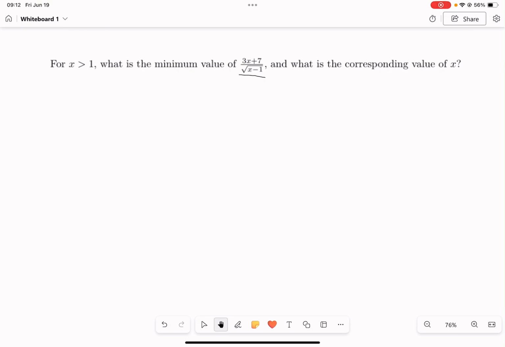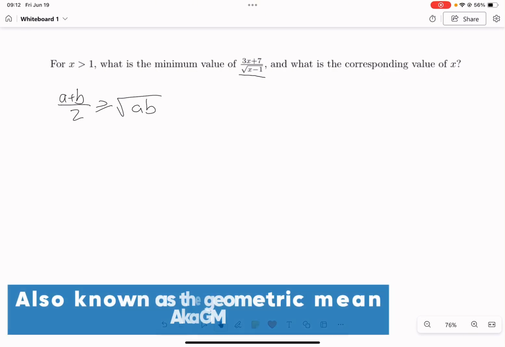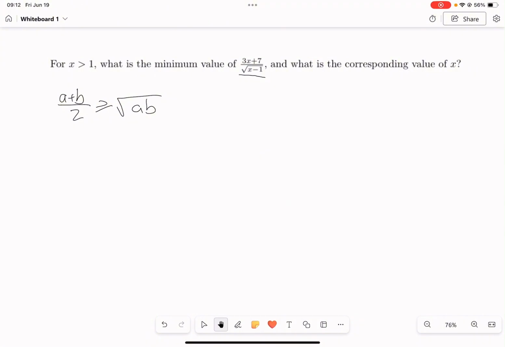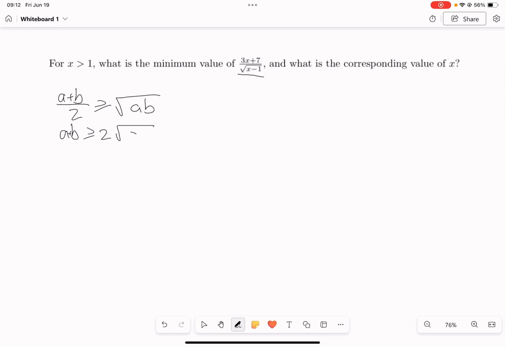Okay, so first we can recall what AM-GM is. AM-GM says that the mean of things is always greater than or equal to the square root of the product. At least this is AM-GM for two variables. So what we can do is use this in this format to help us in this question. I've just multiplied by 2 there.